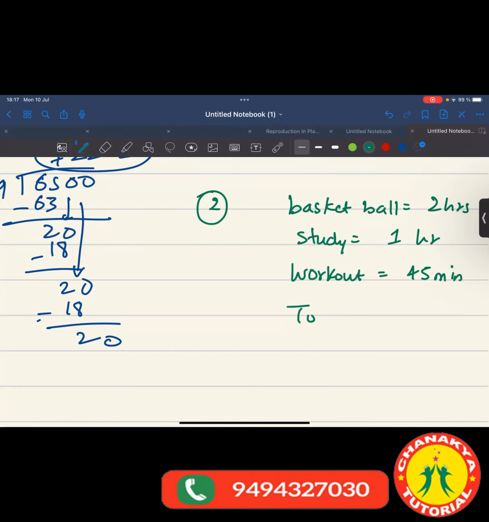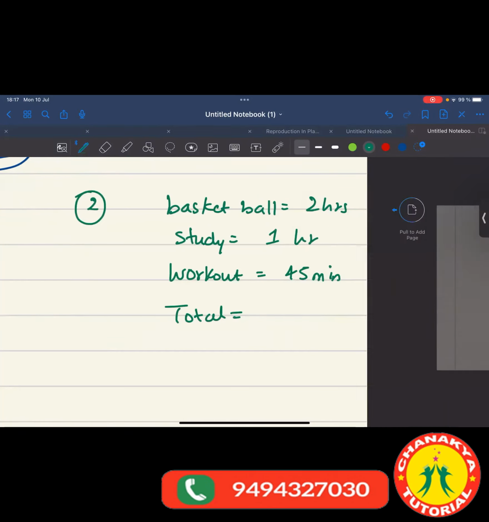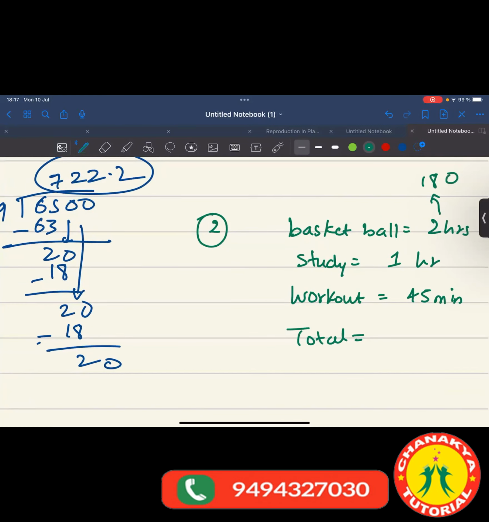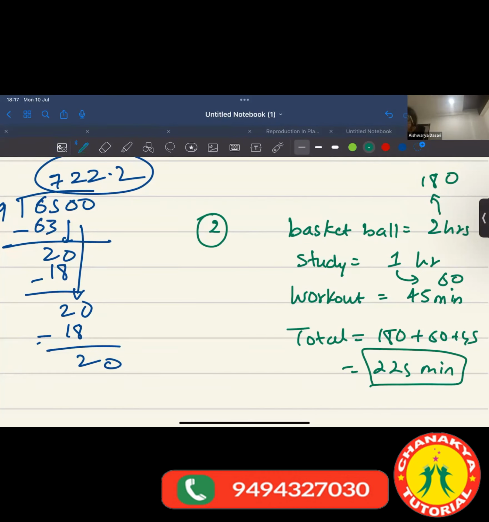So total, everybody got this right. Total we know. 2 hours is how many minutes? 180 plus 60 plus 45. Oh, sorry, 2 hours equals 120 minutes. Thank you, Aishwarya. Okay, everybody got this right anyways.